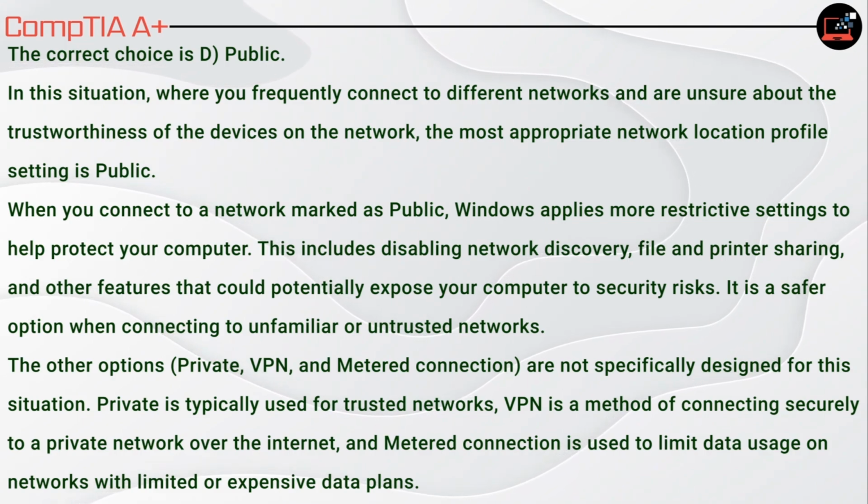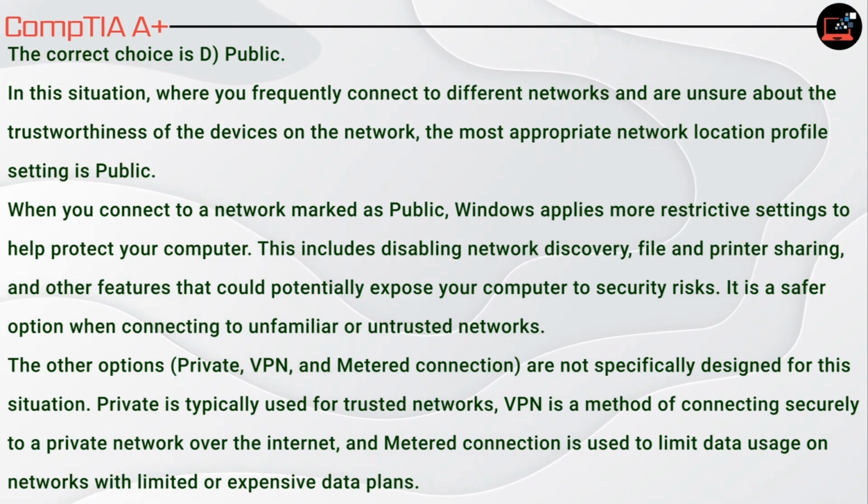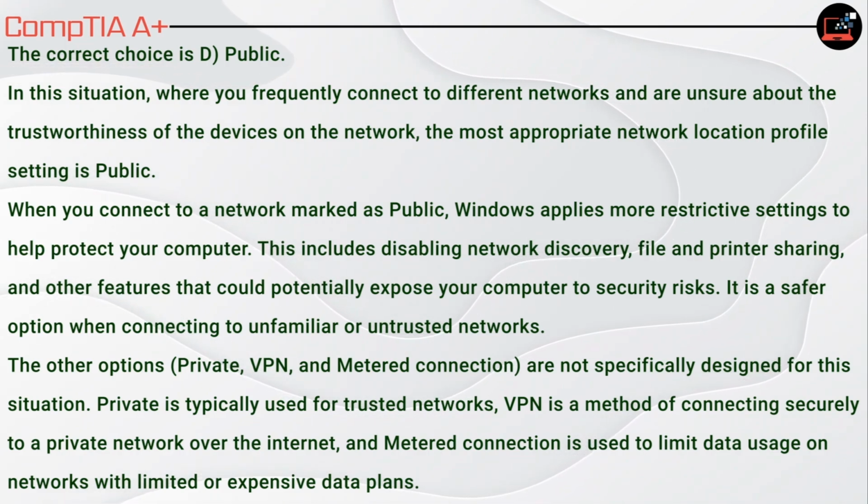The other options, Private, VPN, and Metered connection, are not specifically designed for this situation. Private is typically used for trusted networks. VPN is a method of connecting securely to a private network over the internet, and Metered connection is used to limit data usage on networks with limited or expensive data plans.